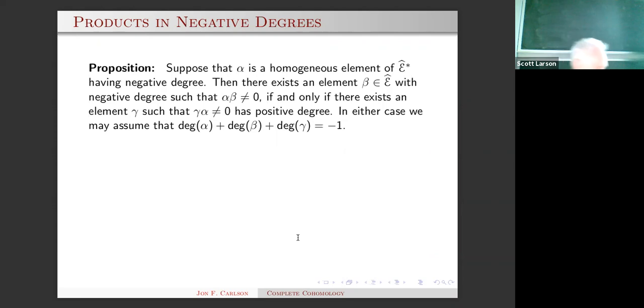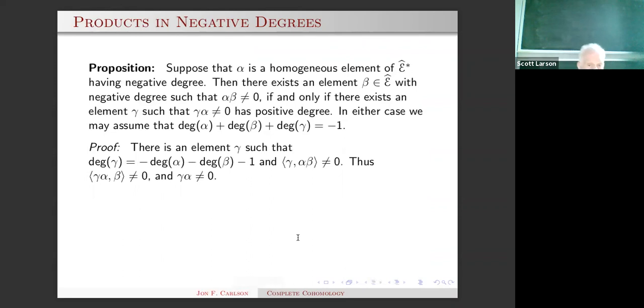In other words, if I can take two elements in negative degree whose product is non-zero, then I can find an element in positive degree, which multiplied times one of them gives me an element in positive degree. In other words, it's going to cross this line. It's going to cross the zero line. And the reason is very easy.